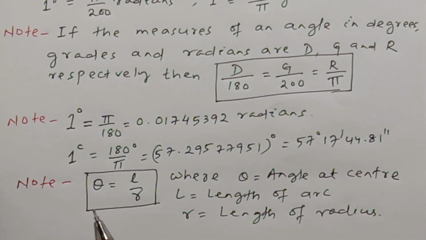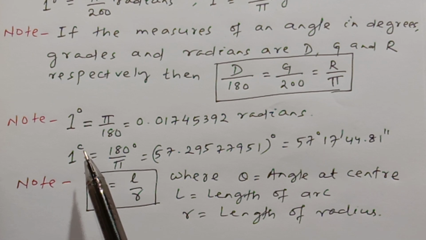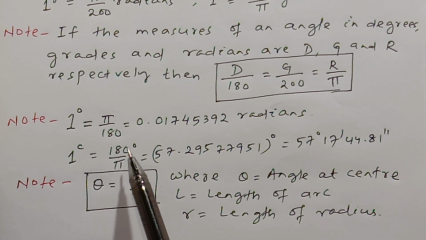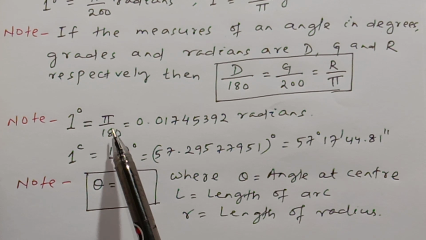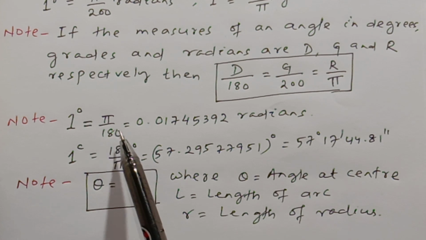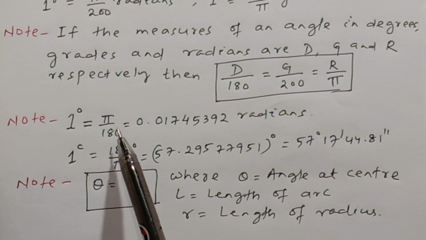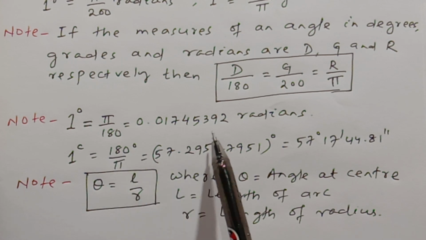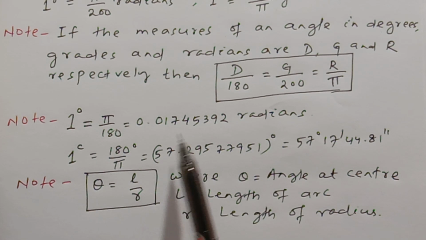Next is a very important thing. Many times the students are confused about how to express 1 degree in radians. We know 1 degree is equal to pi by 180 radian, and pi is equal to 3.14. So if we divide this, we get 0.01745392 radian. So 1 degree in decimal form is 0.01745392 radian.